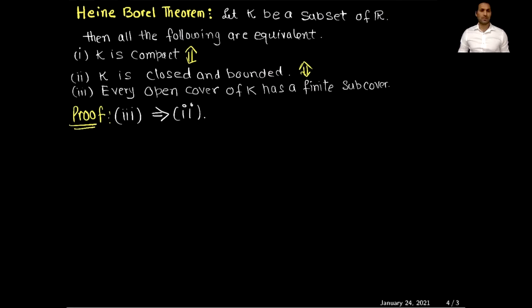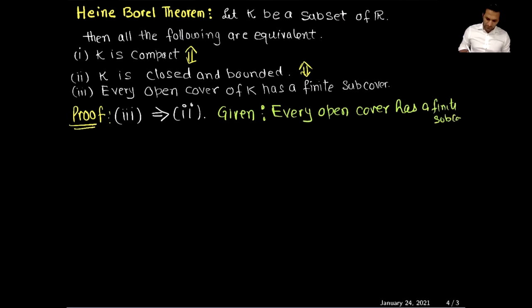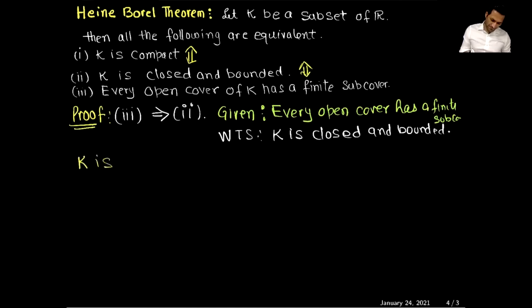We will first prove that 3 implies 2. So in order to prove 3 implies 2, let's see what is given and what we want to show: the set K is closed and it is also bounded. First we will show K is bounded.